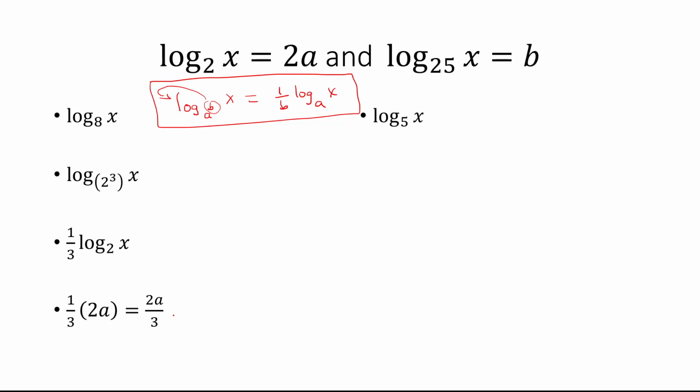The next problem is log base 5 of x. Clearly we want to use log base 25 of x, but 5 is not 25. 5 is a square root of 25. So let's write that. 5 is 25 raised to the 1/2 power. Now this 1/2 comes outside as a reciprocal. So the reciprocal of 1/2 is just 2. So it's 2 times log base 25 of x, which log base 25 of x is b, so that's just 2b.